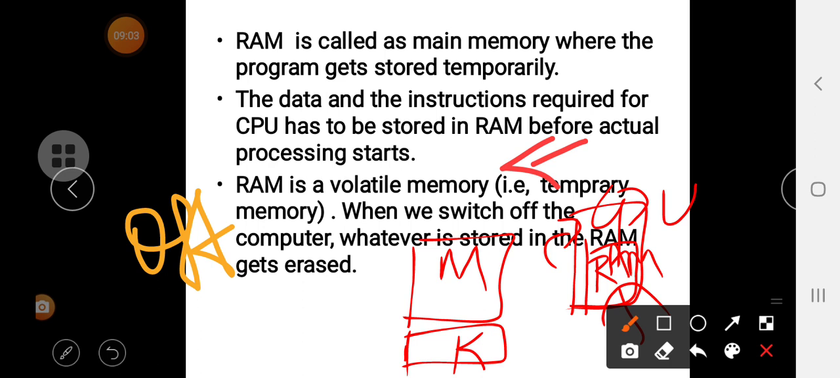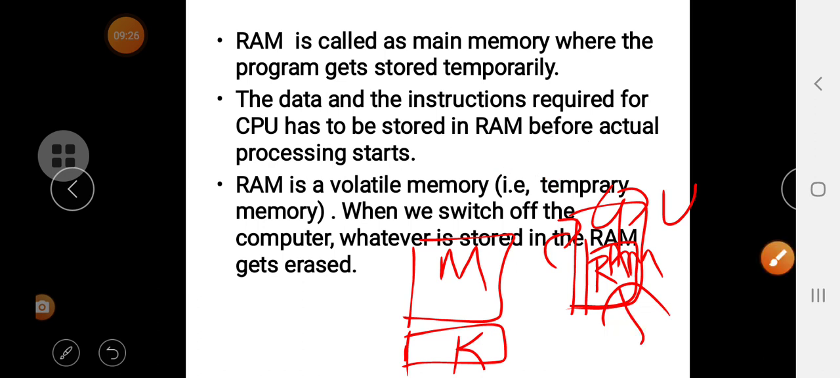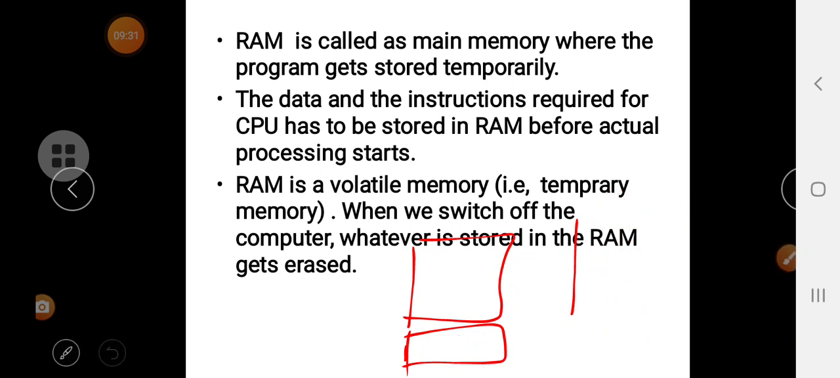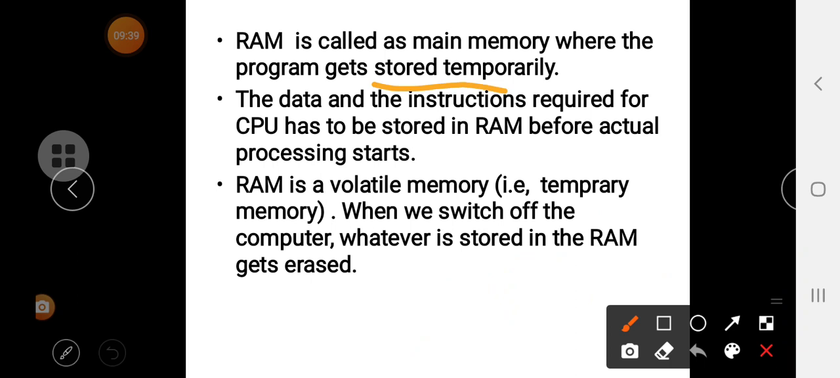All the instructions, before processing and after processing, it stores, and it sends them to the CPU. Before that, it stores in registers after storage. So this is RAM, which you have to know. RAM is called main memory, where the program gets stored temporarily.